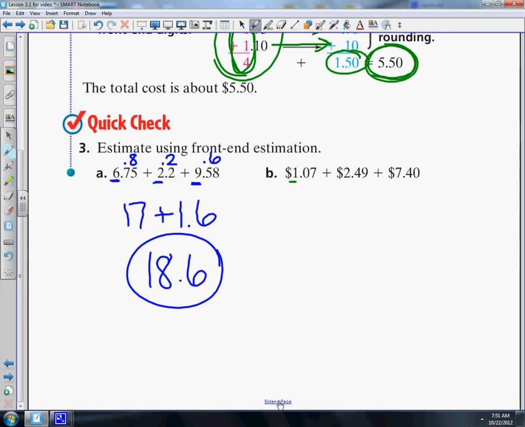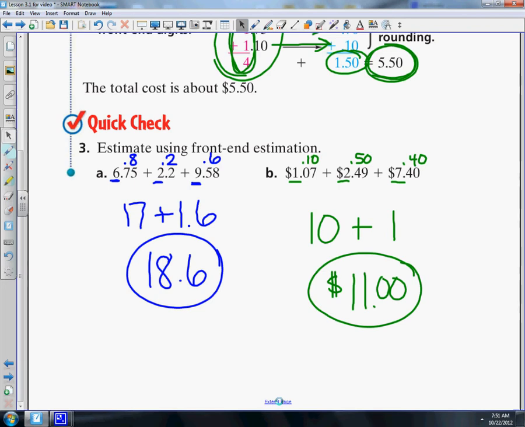Okay, so I'm going to add 1 plus 2 plus 7, so that's 10. And then I'm going to add, let's say this is 10 cents. This is 50, and this is 40. So that's another $1, so then you get $11. This is front-end estimation.